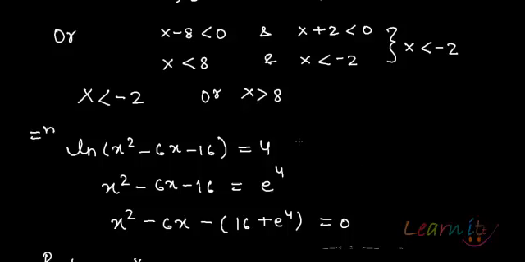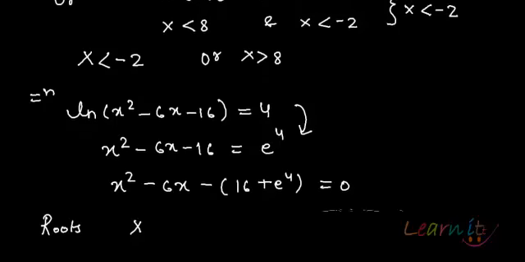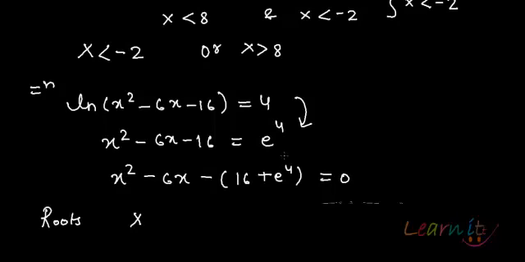Now let's come to the equation. The equation that we have is log of x² − 6x − 16 equals 4. Now you can convert it into exponential. Because it's a natural log, the base is e. So x² − 6x − 16 equals e⁴. Now e⁴ is just a constant term, it's just a number. So we can take it to the constant side. So x² − 6x − 16 + e⁴ = 0 becomes the equation.